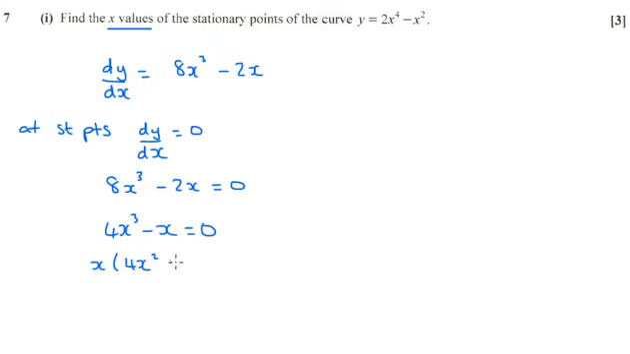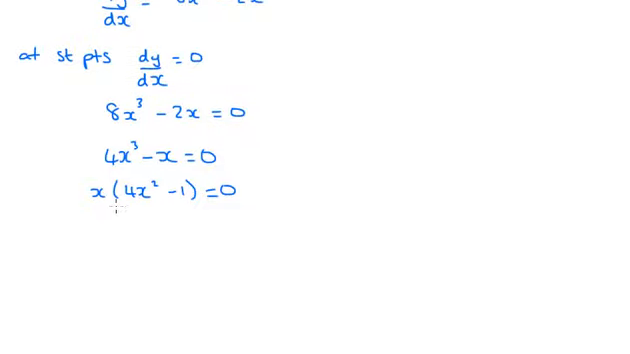So 4x squared, take 1. And we can already now see one solution, the x value of one of the stationary points will be x is equal to 0 from this here. There's going to be two more though, because this factorizes. This is a sneaky difference of two squares. If we square root this, we get 2x. If we square root this, we get 1. So the full factorization of the cubic from here is x bracket 2x plus 1, 2x minus 1.